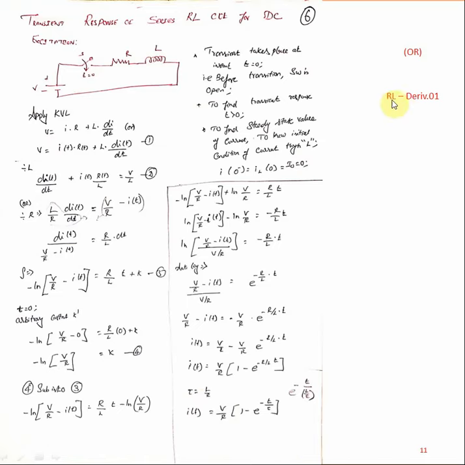This is derivation number one, which you are going to learn. I will repeat again: you apply a DC excitation, a DC power supply, to the RL circuit and find the transient response. So this is derivation one that you will learn.